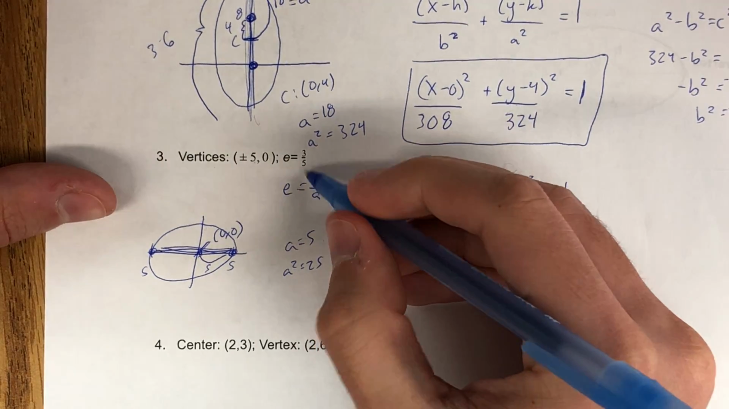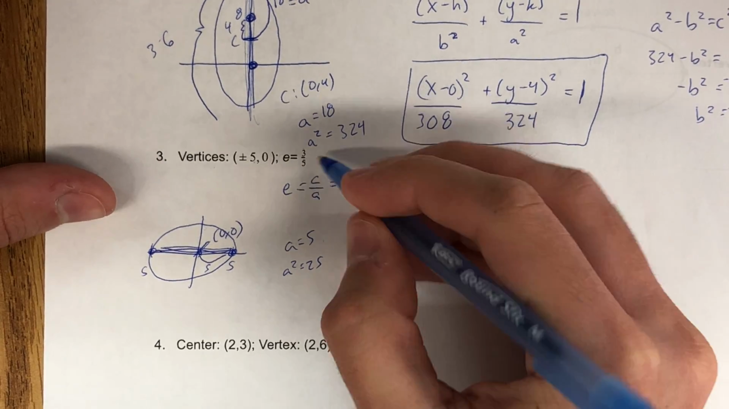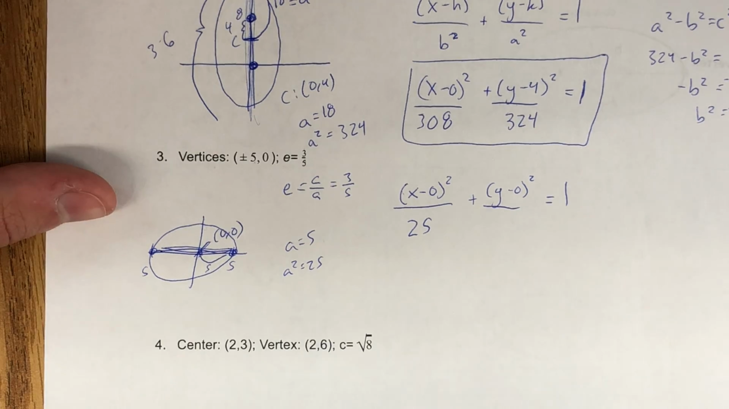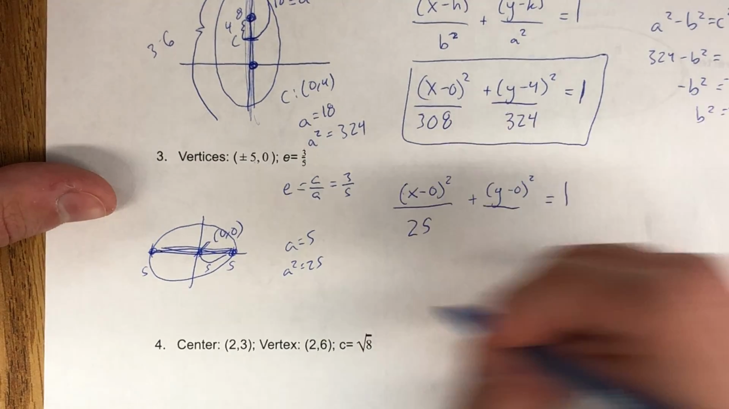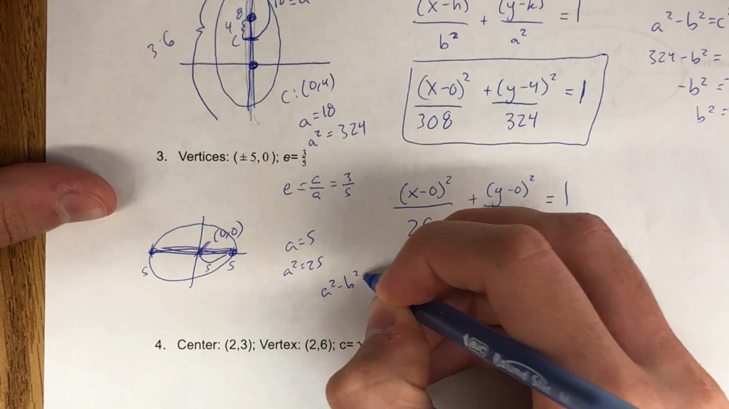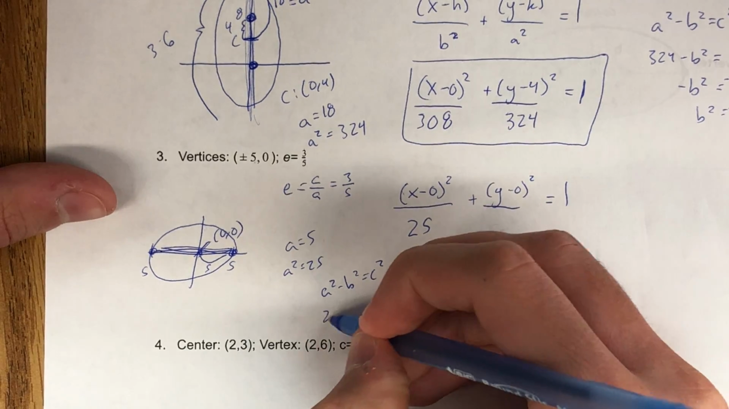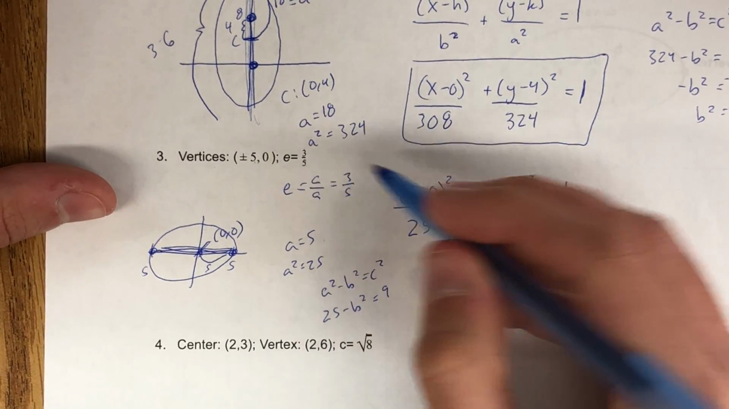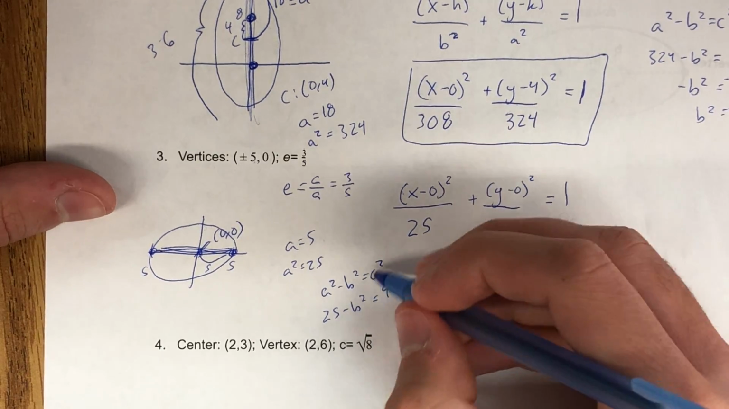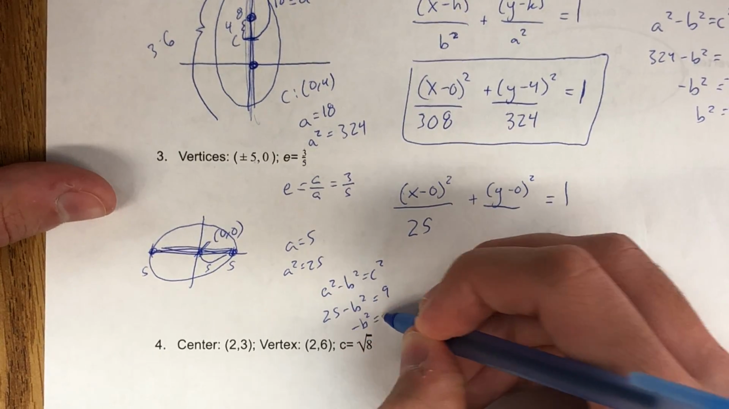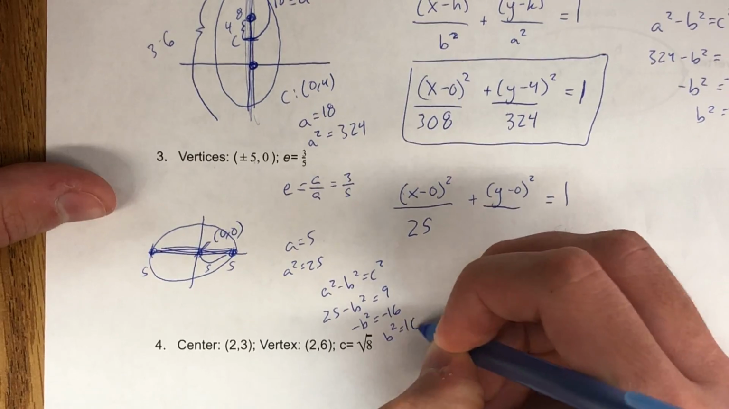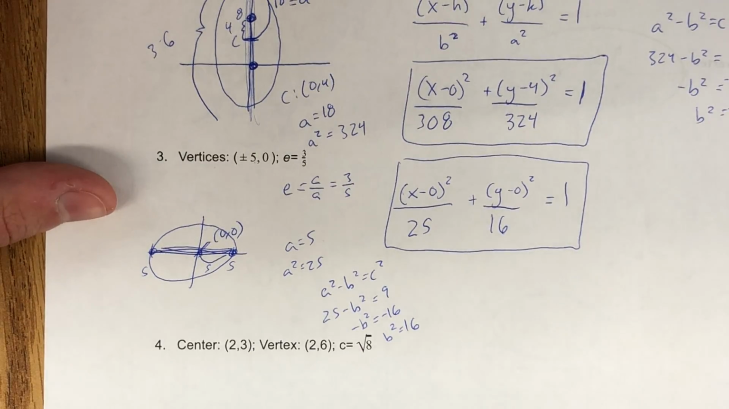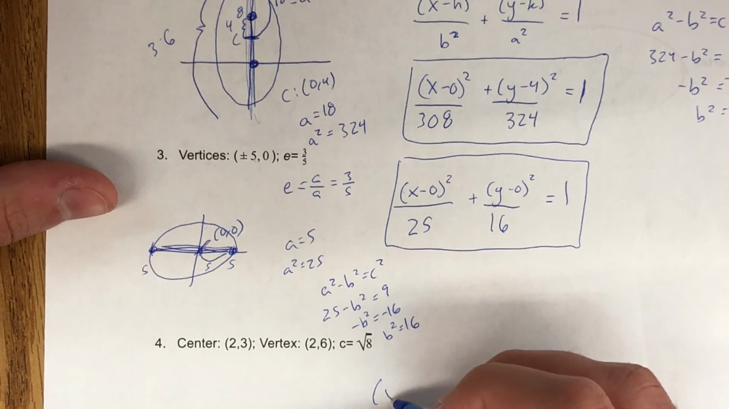We're told E equals 3 over 5. E is just C over A, so that means C would be 3, and we already know A is 5. So again, let's use A squared minus B squared is C squared. A squared is 25. C squared would be 9, because 3 squared is 9. Subtract 25 from both sides, we get negative B squared is negative 16, or B squared would be positive 16. And there we go.